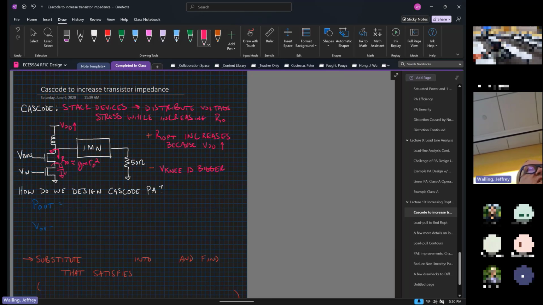So remember, V knee is the saturation voltage. That's the voltage level at which the device starts behaving like a current source. And now I have two devices. I need both of them to be current sources. So I need to have two V knees. V knee might not be equal for both devices if one of them is differently sized than the other device.